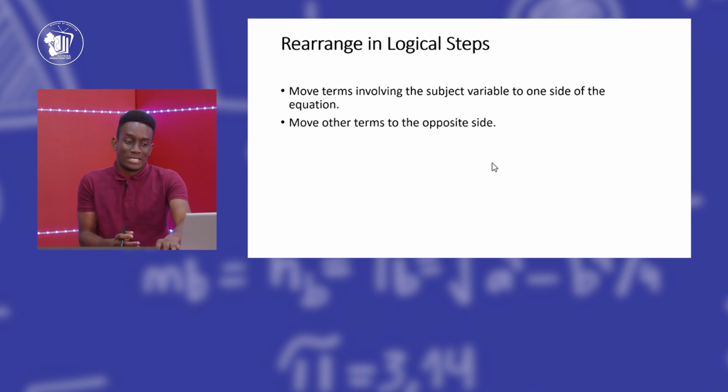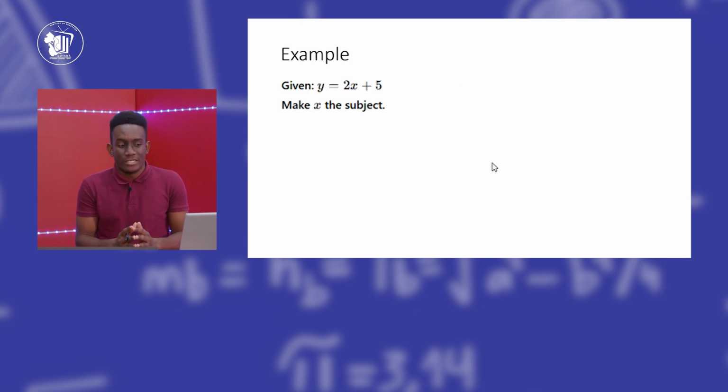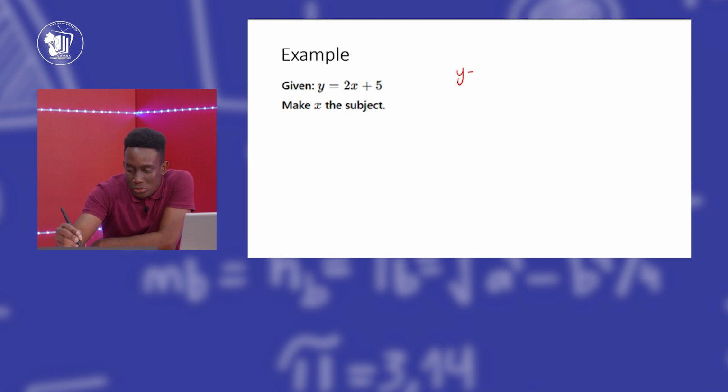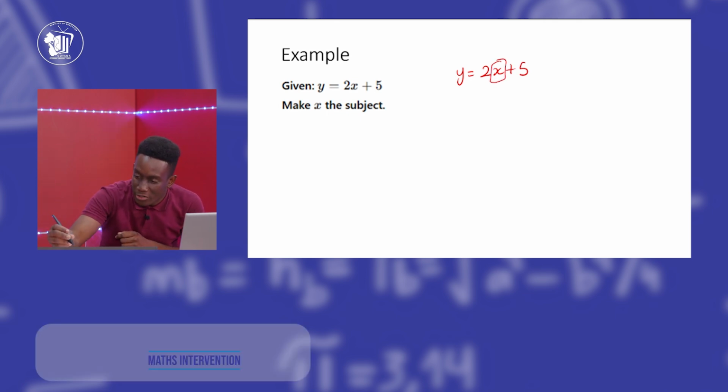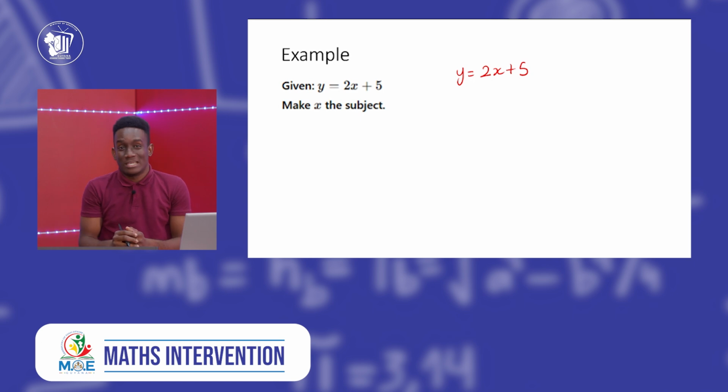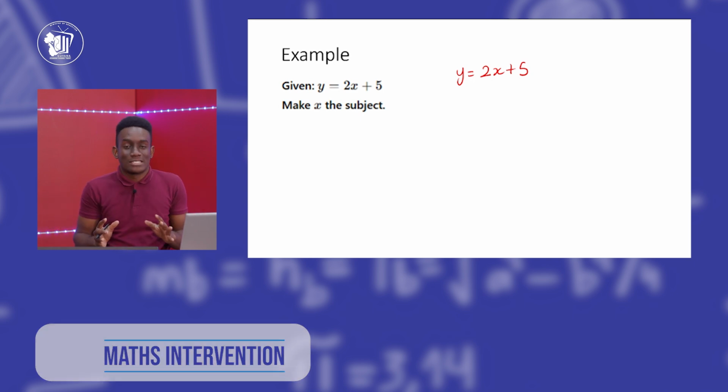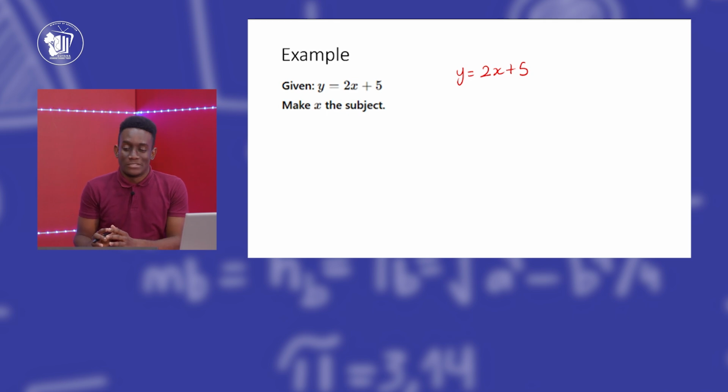With all of that being said, let's start off with a very simple example. Given y is equal to 2x plus 5, make x the subject of the formula. Meaning x is the variable that we want to isolate by itself. So we'll take everything other than x and leave x by itself. The first thing we want to take over is the 5.